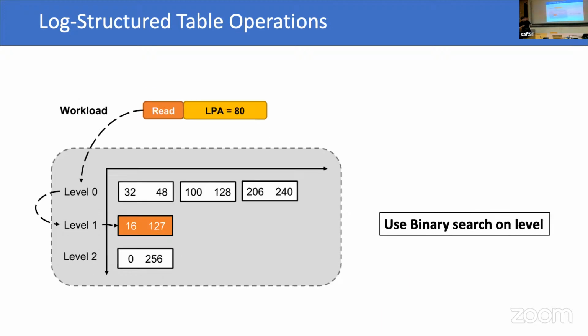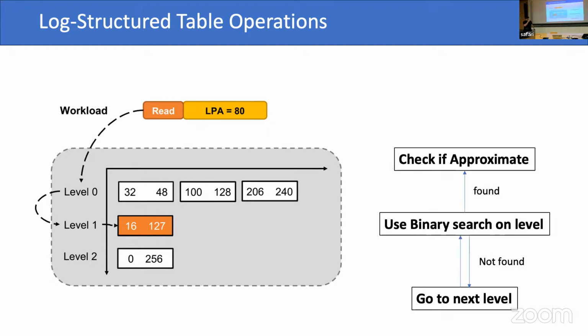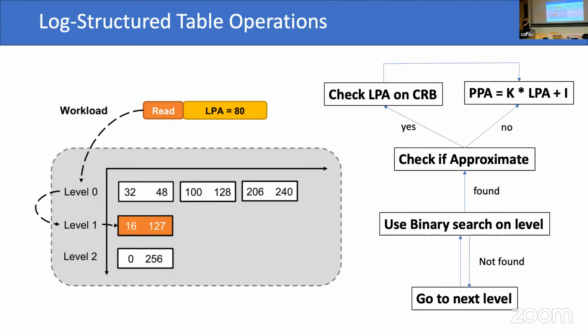When we want to read, we simply start at level 0. We do binary search because it's sorted. If we don't find it, we go to the next level. If we find it, we check if it is approximate. If it is approximate, we go to the conflict resolution buffer, and there we get the LPA. If it is accurate, we just get the LPA, and we can calculate the PPA based on that formula.